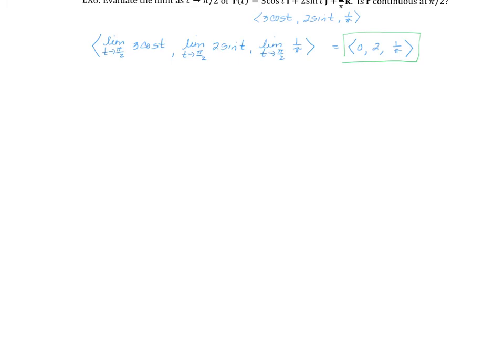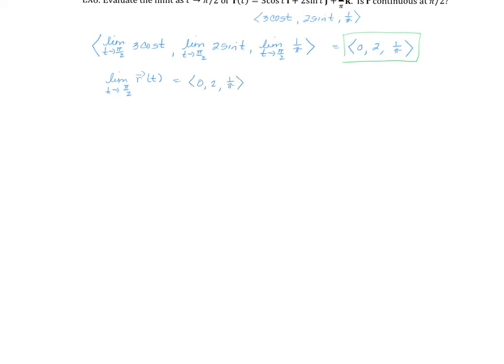We already know that the limit as t approaches pi over 2 of r is equal to 0, 1 over pi.